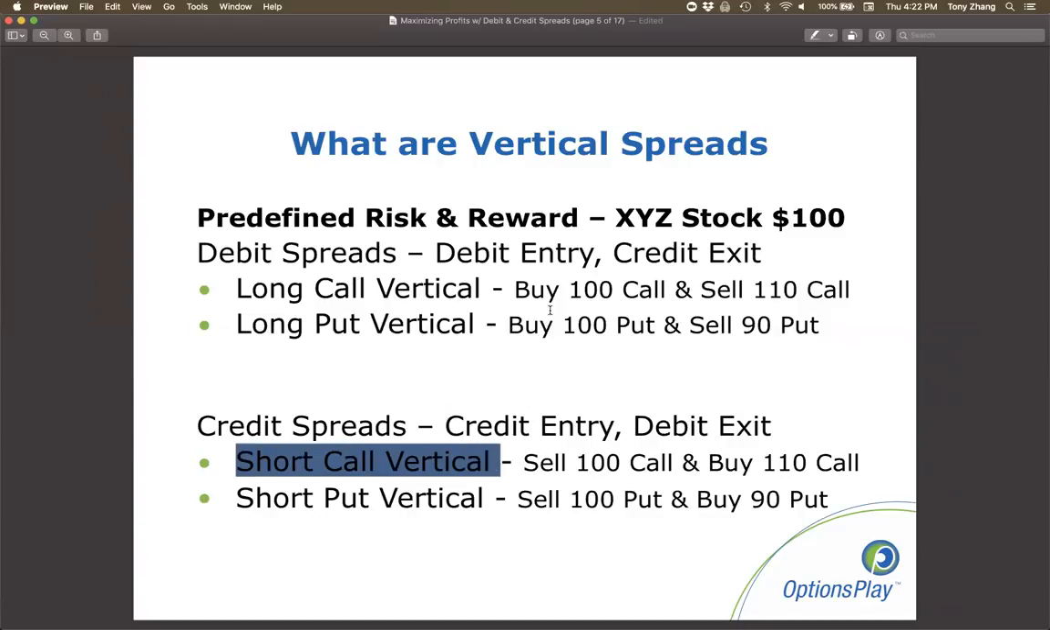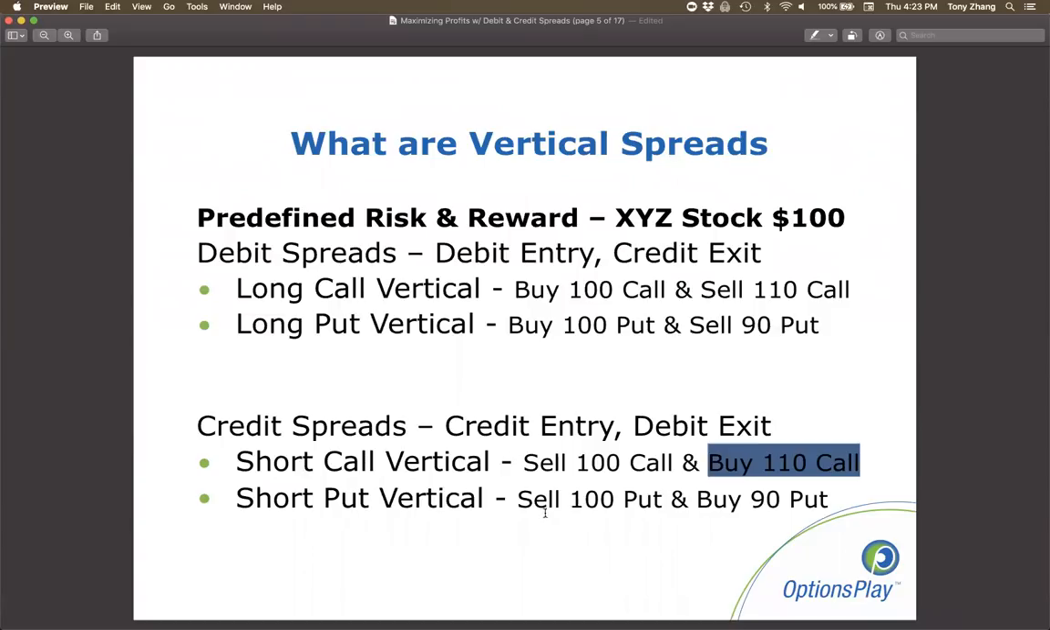This is where instead of buying that $100 call, you're going to sell the 100 call, the at-the-money call. And because selling an at-the-money call has unlimited risk, in order to cap that risk, what we're going to do is buy a higher call against that. And that caps the risk that we have on this short call.